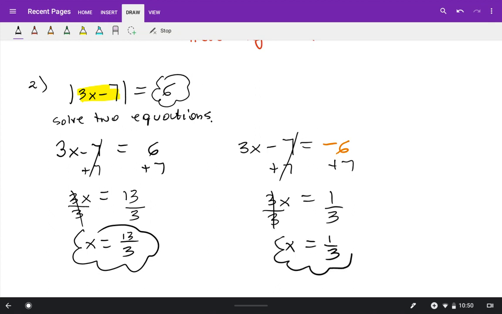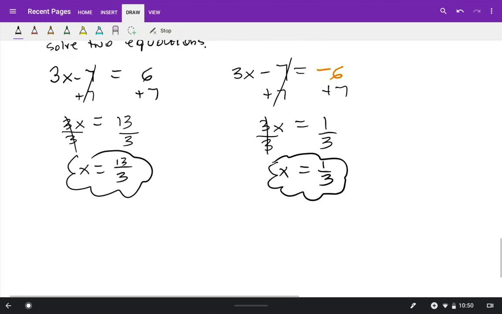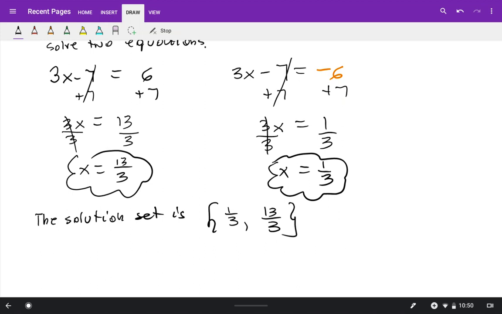So we have two solutions, and we're going to write the answer that way. The solution set is, and just list the solutions: 1 over 3, 13 over 3. So the equation with absolute value makes sense only for those two values, 1/3 and 13 over 3.